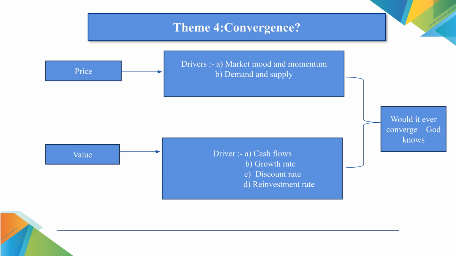Theme 4 explores the convergence of price and value. Price is driven by market mood and supply and demand, while value is driven by cash flows, growth rate, and discount rate. Whether they ever truly converge is uncertain.